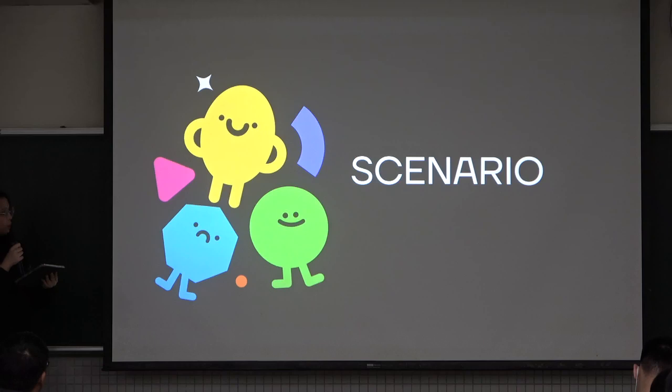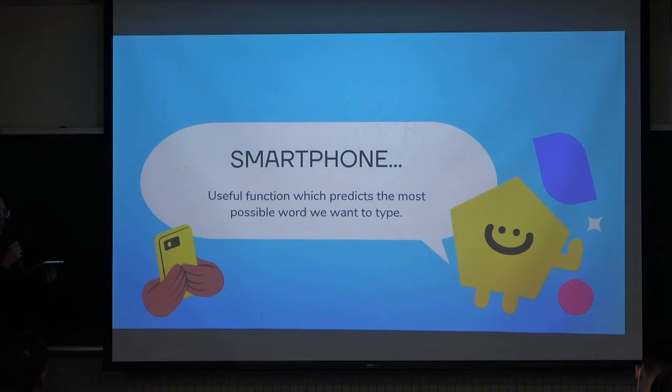Let's make a scenario. When we use our smartphone keyboard to type words, there's a useful function which predicts the most possible word we want to type. And there is actually a model behind this function. The model needs to use our typed words as the training data to make its prediction more accurate. However, text messages frequently contain sensitive data, such as health records or normal behavior on your cell phone.